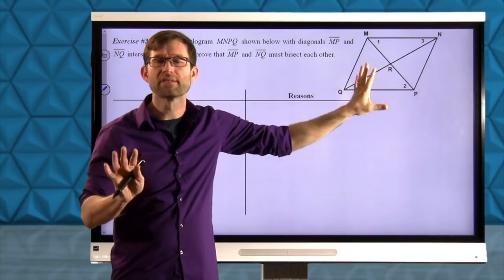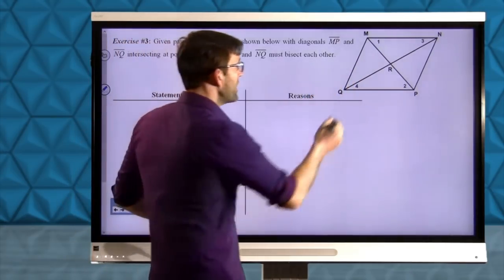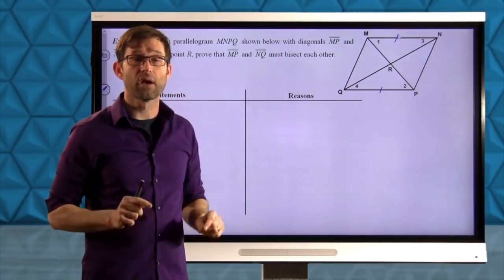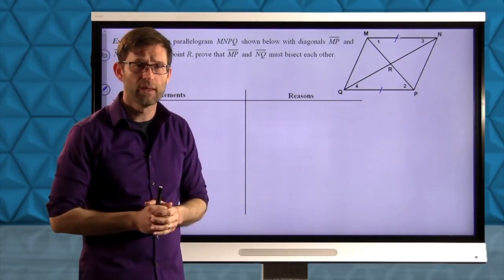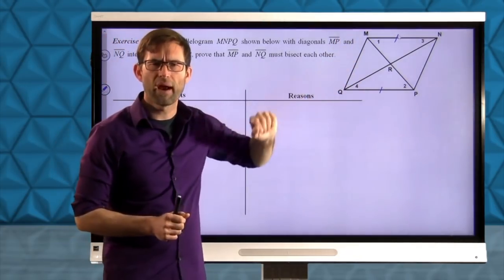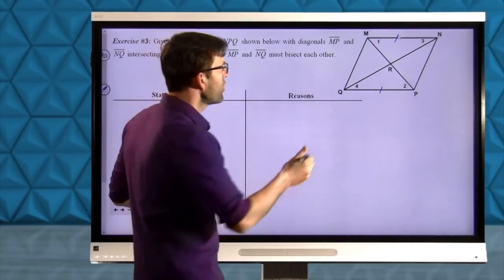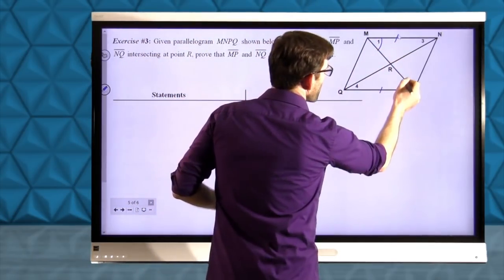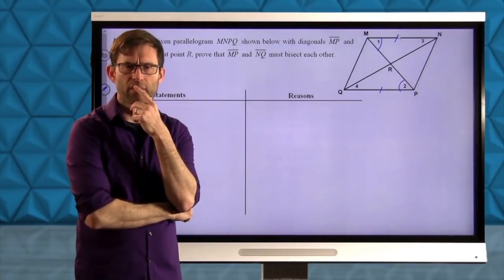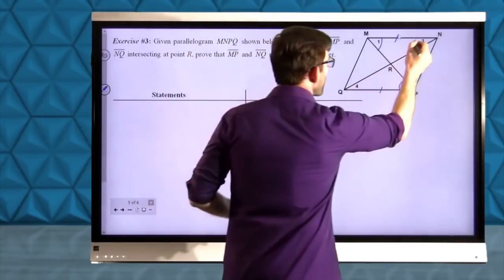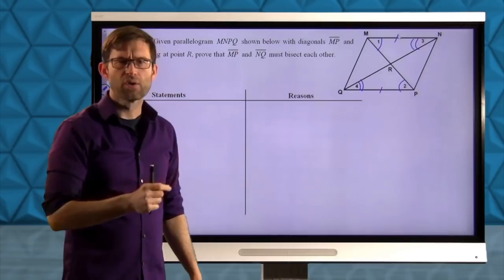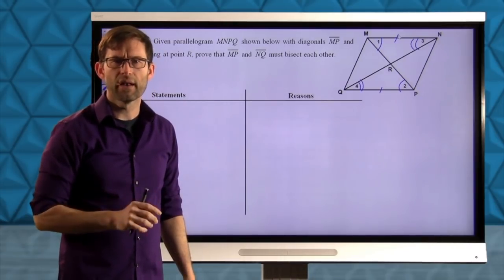Well, what do I know based on the fact that it's a parallelogram? I know that MN is congruent to QP because we now have proven that opposite sides of a parallelogram are the same length. What else do I know? Well, I know the opposite sides are parallel. But that would tell me that angle 1 is congruent to angle 2, right? Because those are alternate interior angles. Likewise, though, angle 3 would have to be congruent to angle 4 because those are also alternate interior angles. I hope you see that.